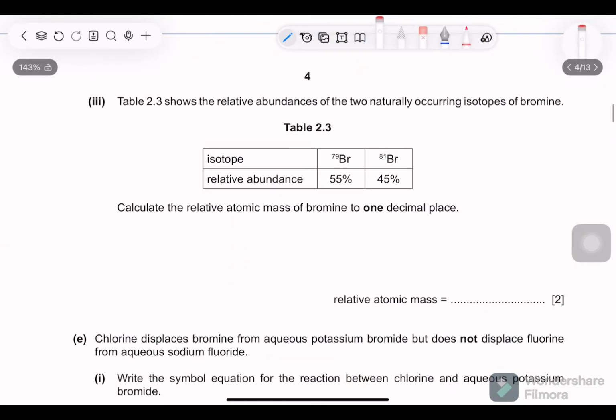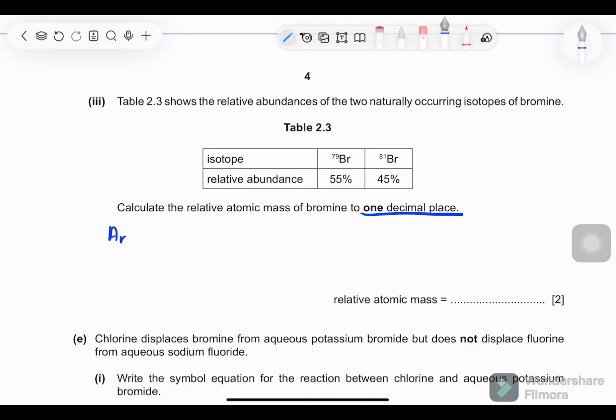Next, table 2.3 shows the relative abundances of the two naturally occurring isotopes of bromine. Isotope of bromine 79, isotope of bromine 81. Relative abundance 55% of the 79 and 45% for 81. Calculate the relative atomic mass of bromine to one decimal place. Never ignore the instructions. One decimal place. They also have it highlighted for you.